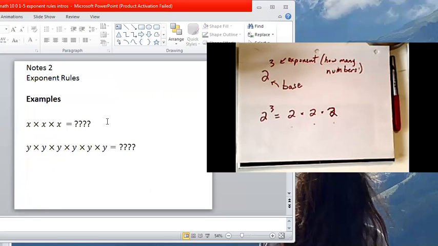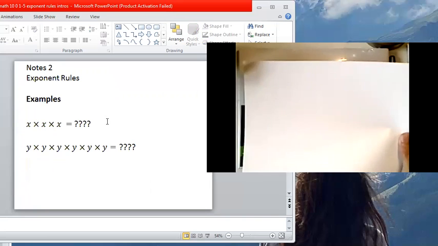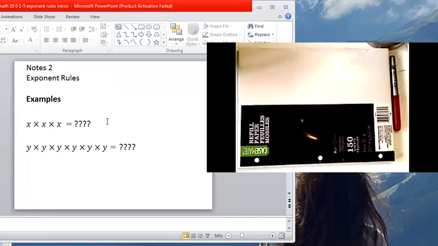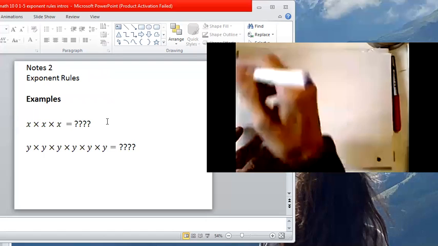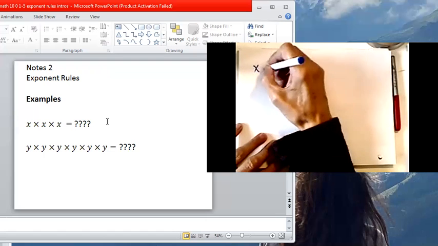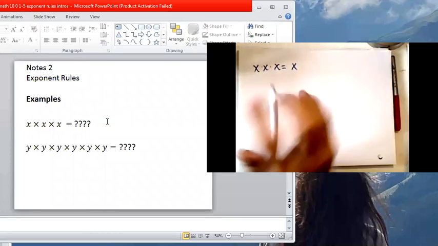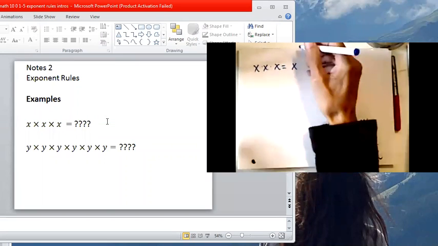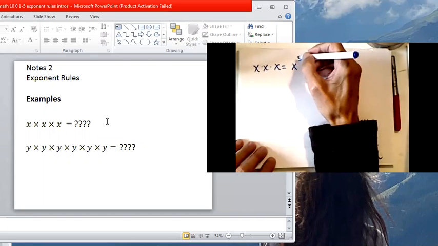So for this first one, good people, xxx, that's going to be the same as x to the power of what? That's going to be the same as x to what number goes up here? 3. 3. Perfect.